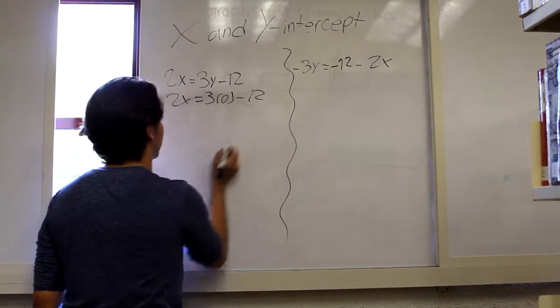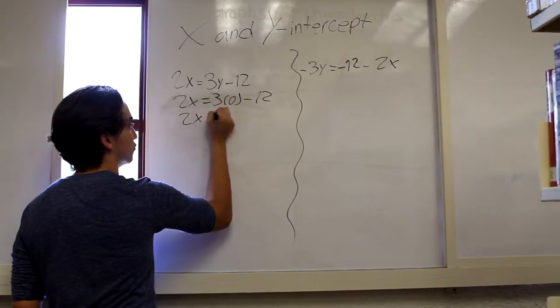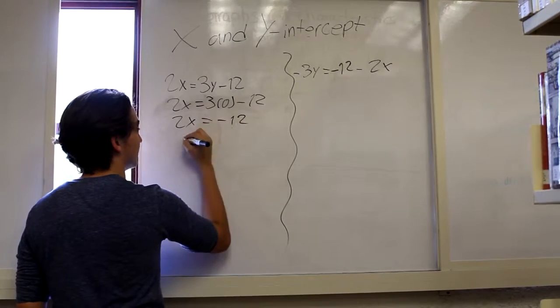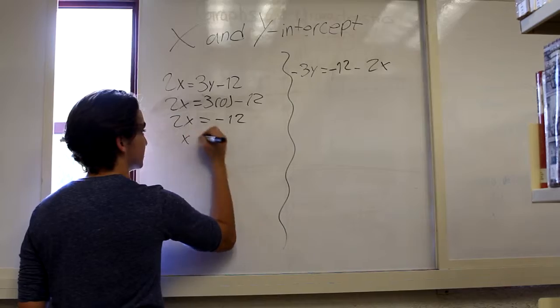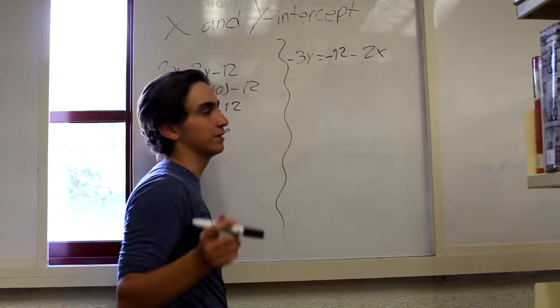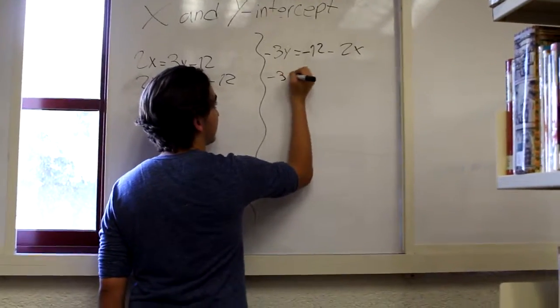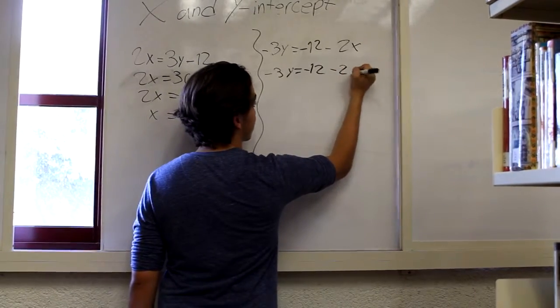That means that 2x is equal to minus 12. Then we divide negative 12 by 2, and that means that x is equal to negative 6. And now to get the y, we need to substitute the x by a 0. That means that negative 3y is equal to negative 12 minus 2 times 0.